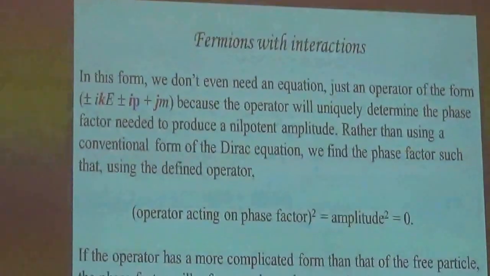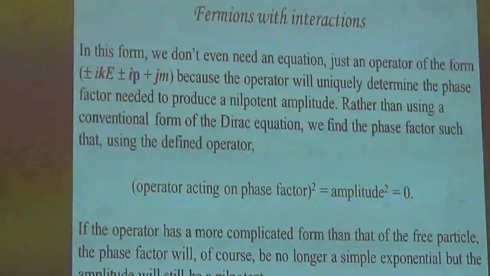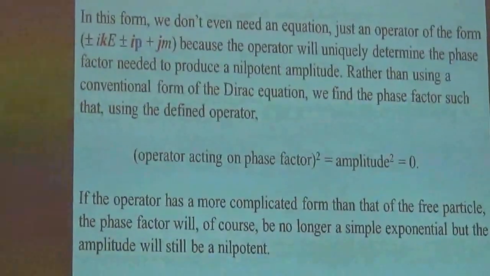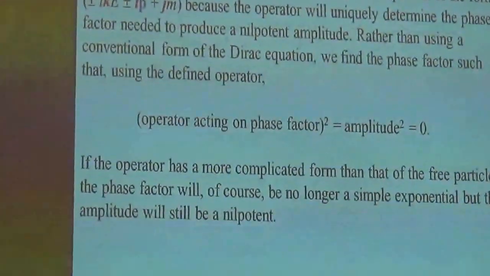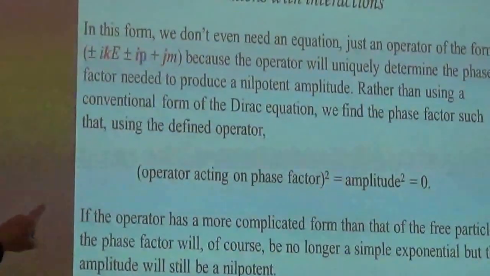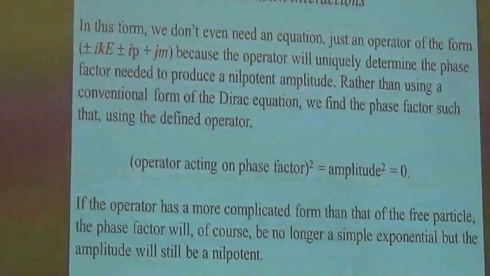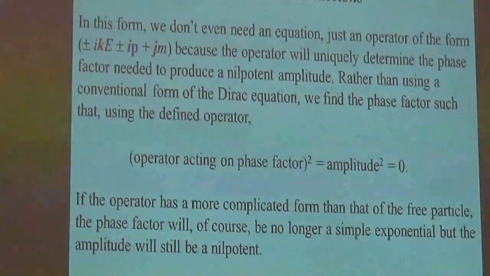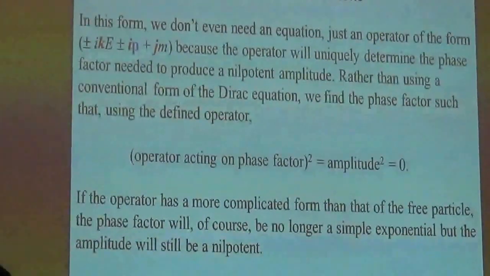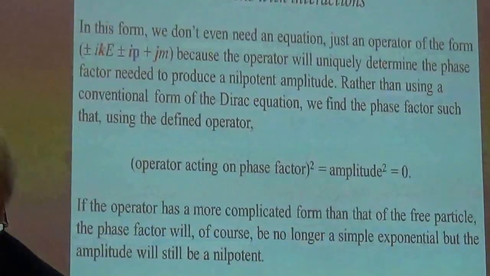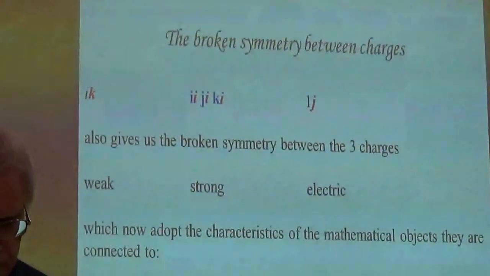So I'm saying in this version of quantum mechanics, we don't have an equation at all. We don't even have the Dirac equation. We don't have any equation. We just have an operator. We have an operator acting on a phase factor squared equals amplitude squared equals zero. And I've shown how that can solve many problems simply and more powerfully than by any other method.